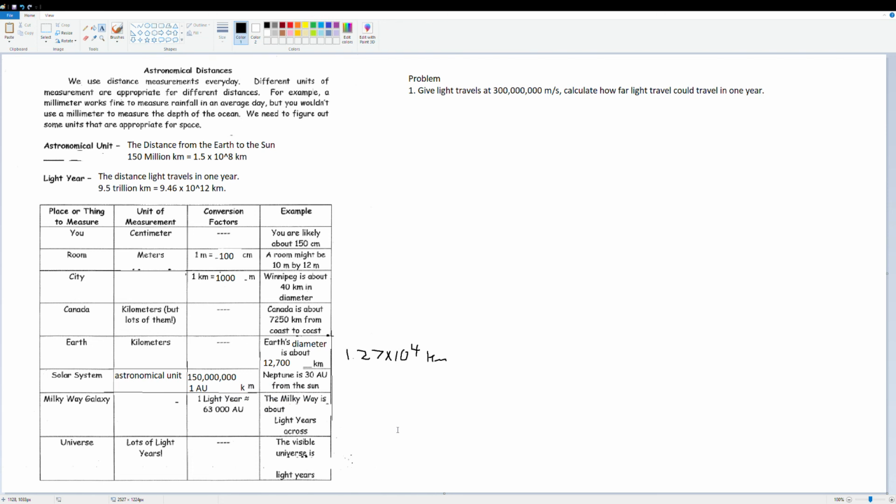So Neptune is 30 AUs from the sun. In other words, you could think of it as Neptune being 30 times farther away from the sun than the Earth is. The next thing, we're going to describe how big the Milky Way galaxy is. We're not going to use astronomical units for that. We're going to use light years.